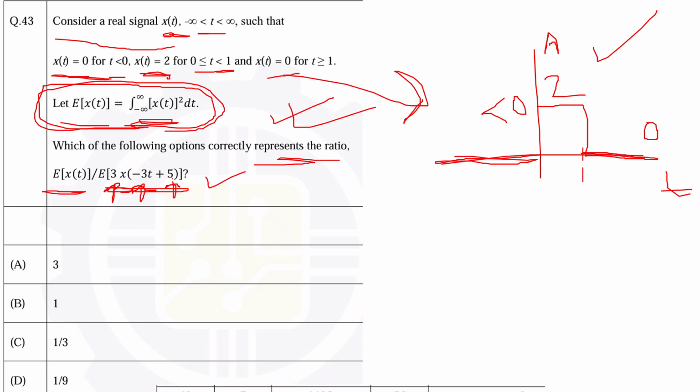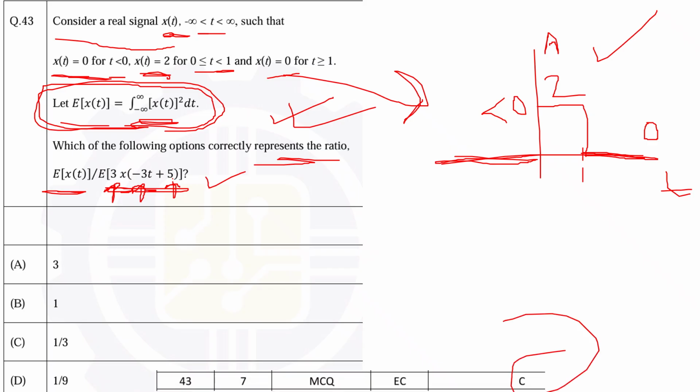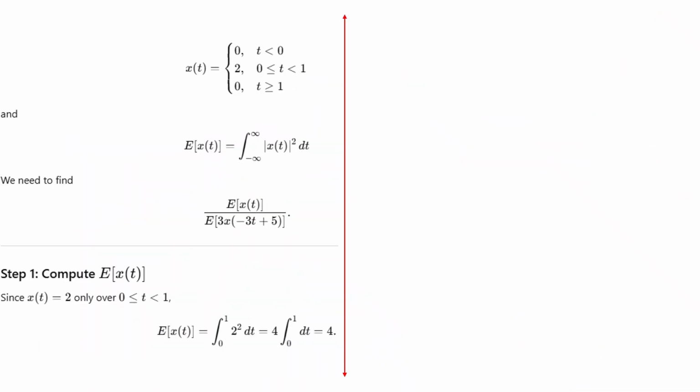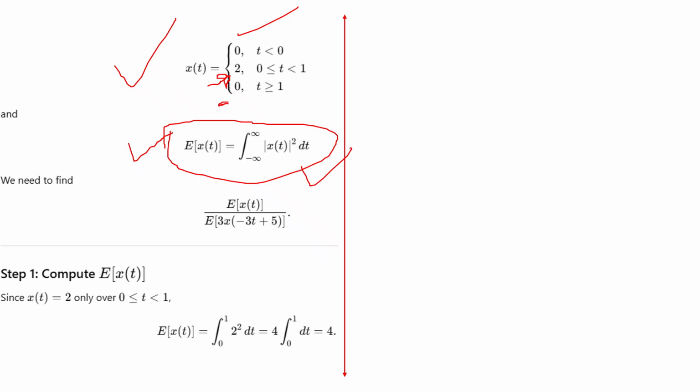As per the answer key, option C is correct. C is 1 by 3. So let's see how to solve it. First of all, x(t) is equal to 0 for t less than 0, as already given in the question, 2 between 0 and 1, and 0 again for t greater than 1. First find the energy. How will you find the energy of any signal? It is a very simple formula: integrate |x(t)|² dt over minus infinity to infinity. We will also find this one. Actually, this is also part of the question. So two things are given, and the third one is being asked.